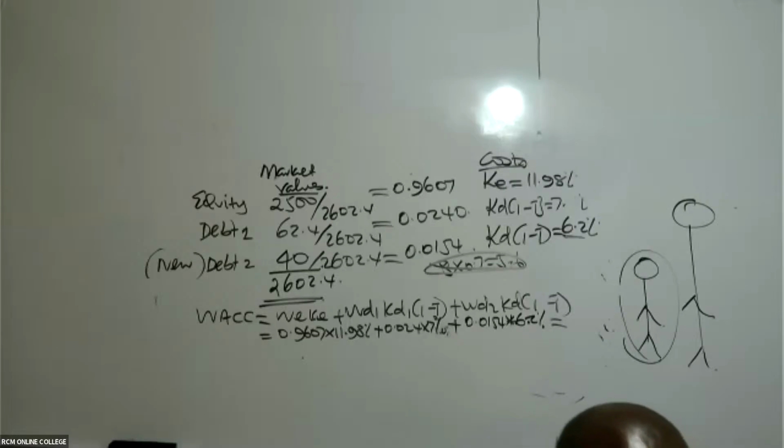So you take your calculator: 0.9607 times 11.98, plus 0.024 times 7, plus 0.0154 times 6.2. Is there somebody who is able to see 11.7 or something around there? I'm getting 11.77.